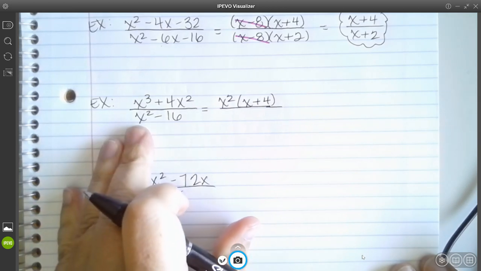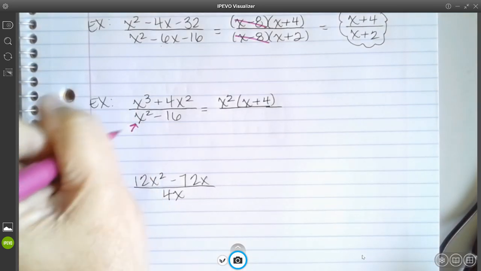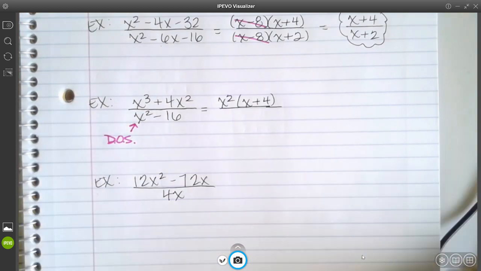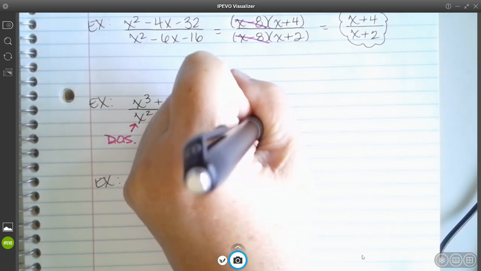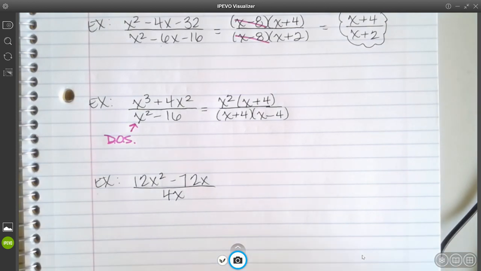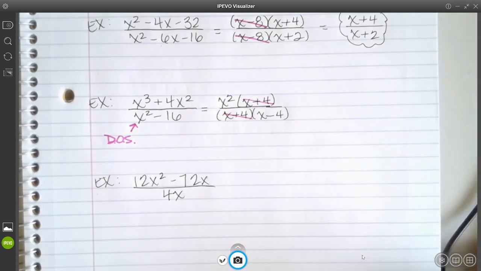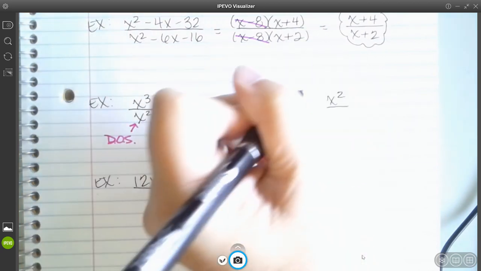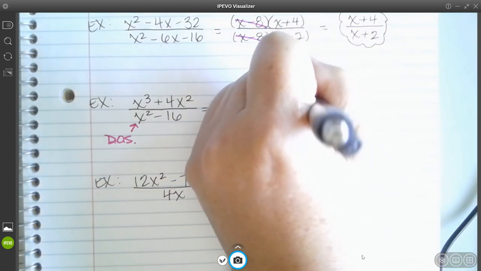Now, x squared minus 16, that's a difference of squares. This is why it's so important to recognize things. That difference of squares always factors to x plus the square root and x minus the square root of 16. So now you can see I have an x plus 4 in common. So now I have x squared over x minus 4 as my final answer.